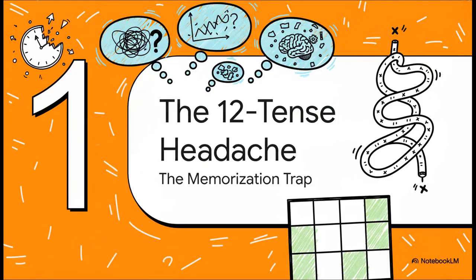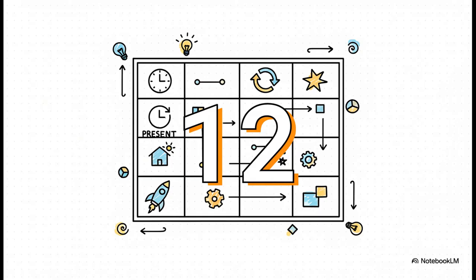For most of us, the problem starts right here. We're told we have to sit down and memorize 12, count 'em, 12 separate and confusing rules. It's what I like to call the 12 tense headache. 12. It just sounds like a lot, doesn't it? It conjures up images of endless flashcards and boring drills. Honestly, it's no wonder so many people just get fed up and want to give up.